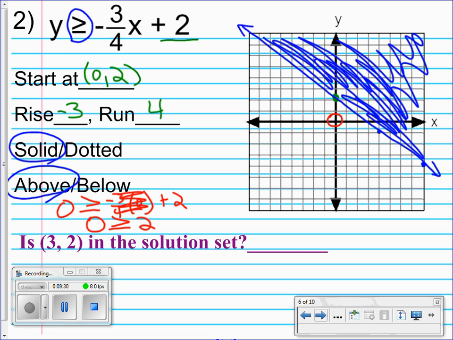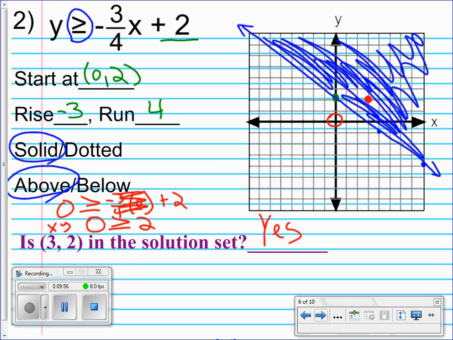Now I need to check and see, is 3, 2 a solution? Do it my easy way. Graph 3, 2, 1, 2, 3, 1, 2. 3, 2 is in the shaded section. So yes, it's in the solution set. Or I can plug it in to the inequality and test it there.